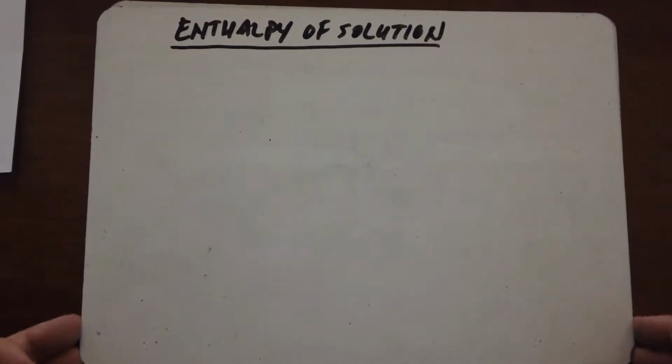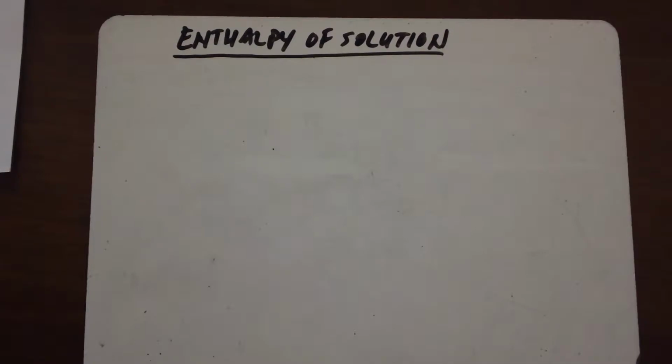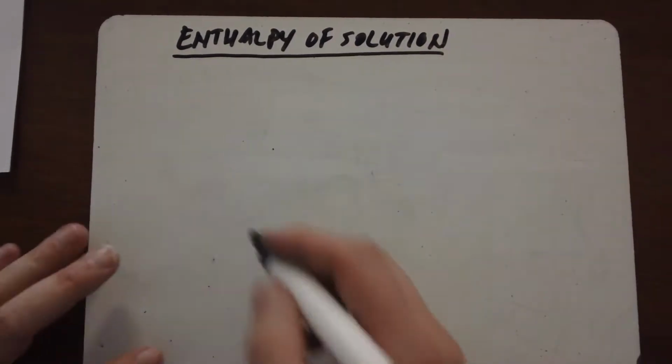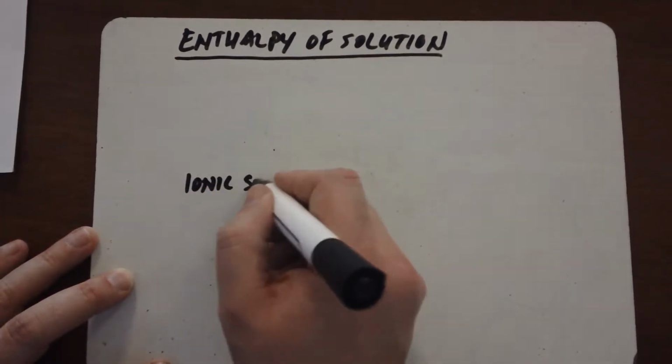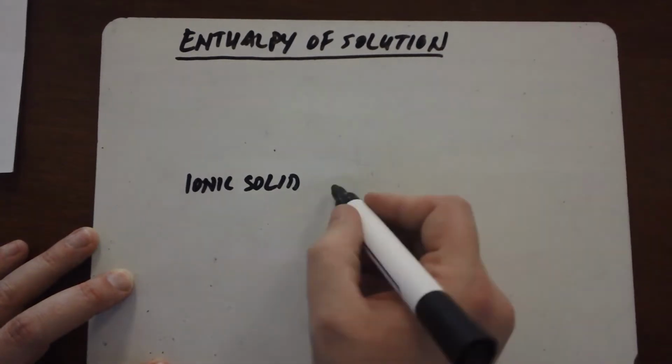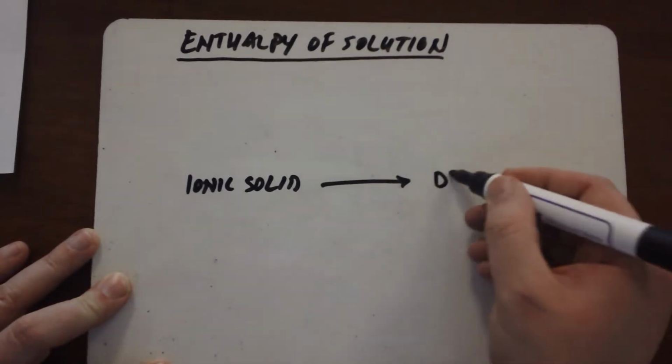The next new area of this thermodynamics topic is enthalpy of solution calculations. In essence, what it is, is the formation of solutions. Now, the easiest way to make a solution is to take an ionic substance, an ionic solid, and put it into water, and it dissolves, and what we get is dissolved ions.